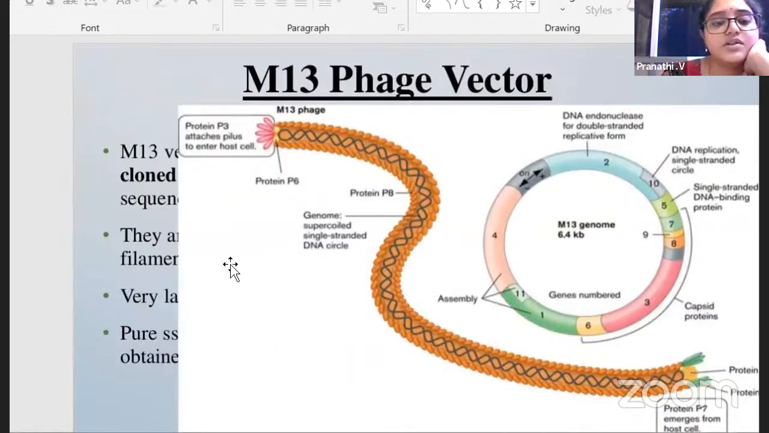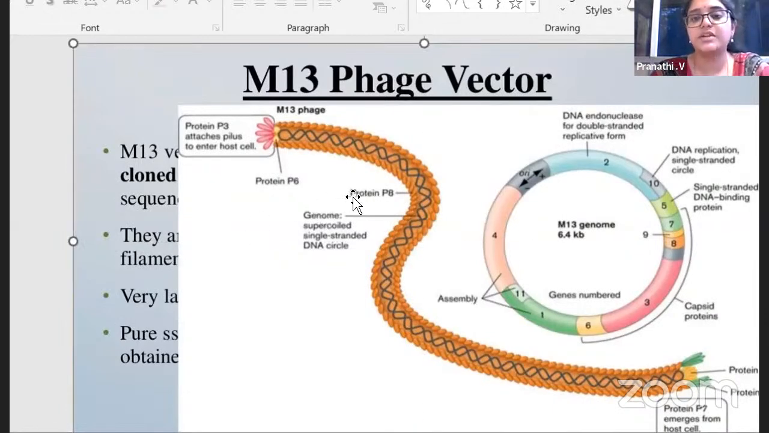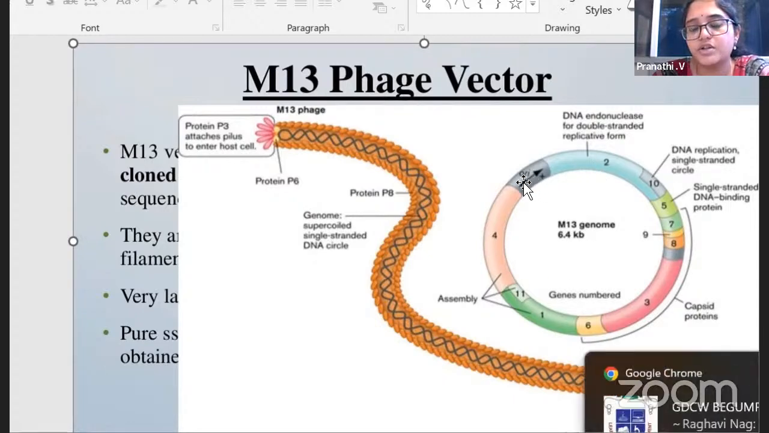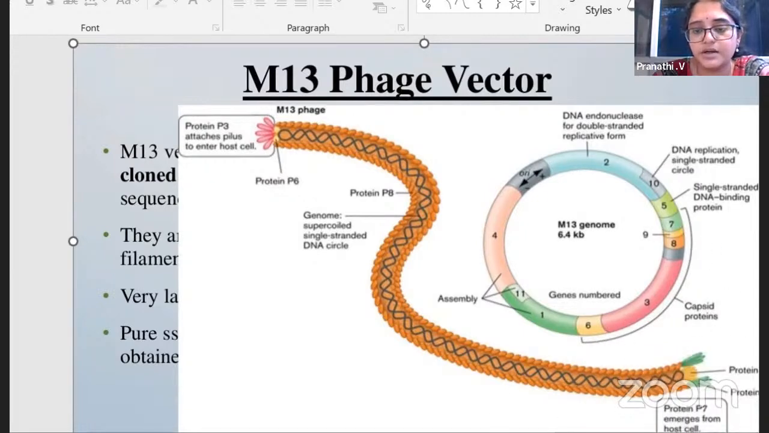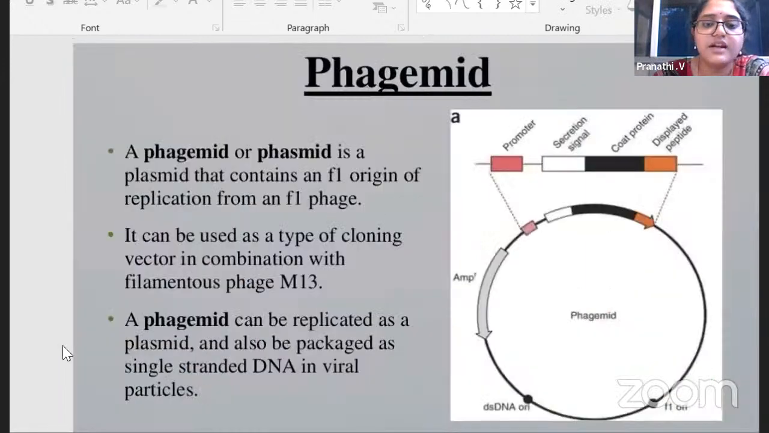When it comes to M13, it is also similar. You can see the picture here. It has a protein coat and a genome which is single-stranded DNA, and you have different kinds of binding proteins and the origin of replication, and then numbered genes. It has an F1 origin, and it is a cloning vector used in combination with the bacteriophage M13. The phage can be replicated just like a plasmid, and it also carries the DNA.